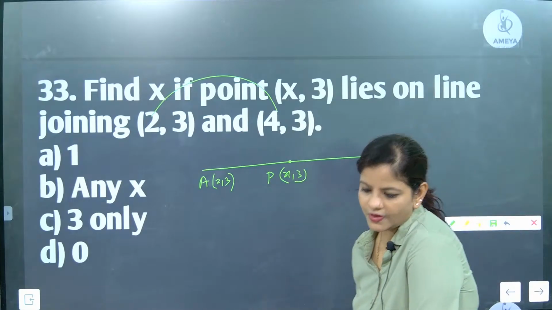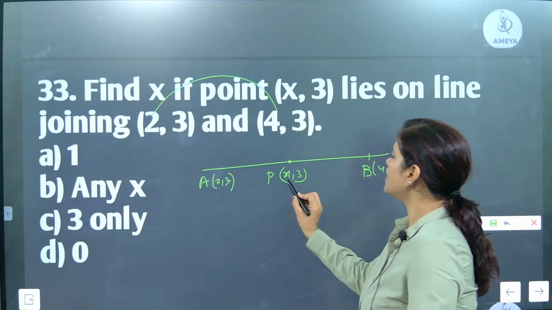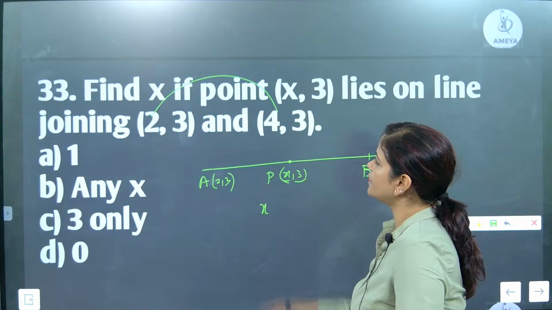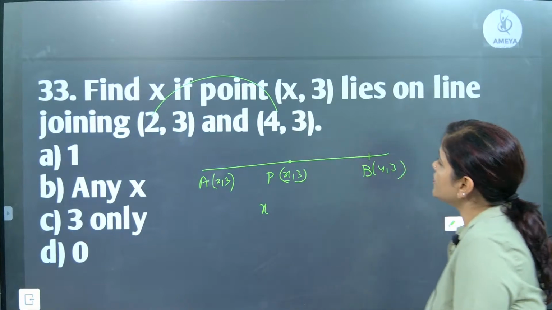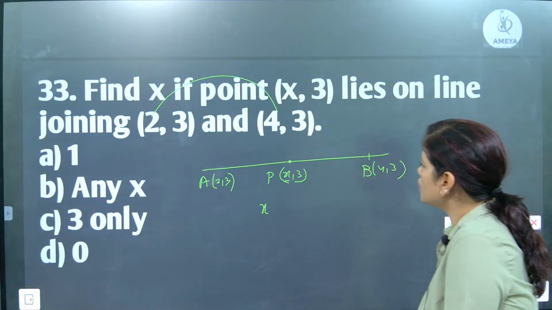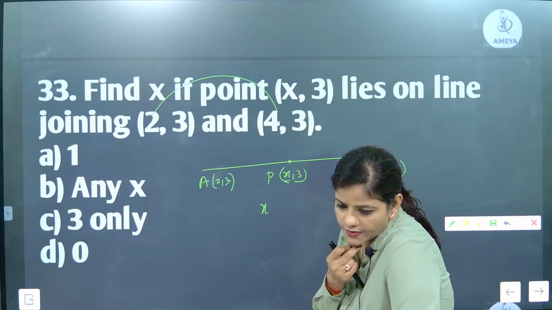We'll check this one out. So here x is there, and we don't know the ratio given here. Find x if possible. So can we check this question?